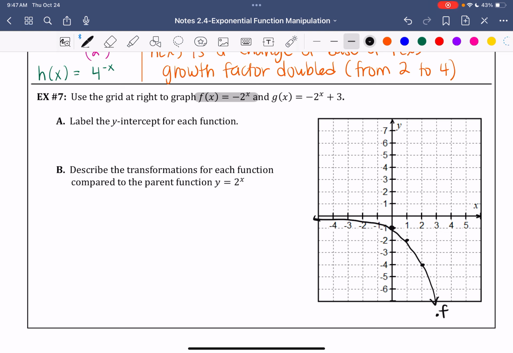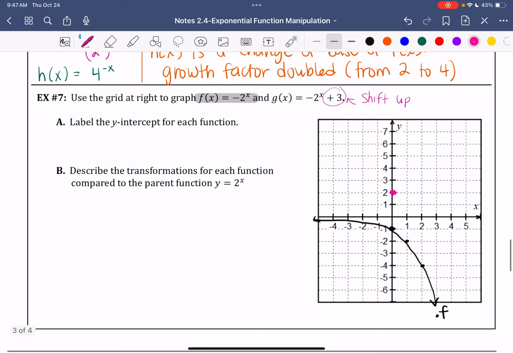Okay, now -2 to the x plus 3. Well, I know that whenever I have a +3 at the end, that's a vertical shift up. So the points that I have, let's just shift them up 3. So starting with this one, 1, 2, 3. And then this point, 1, 2, 3. This point, 1, 2, 3.